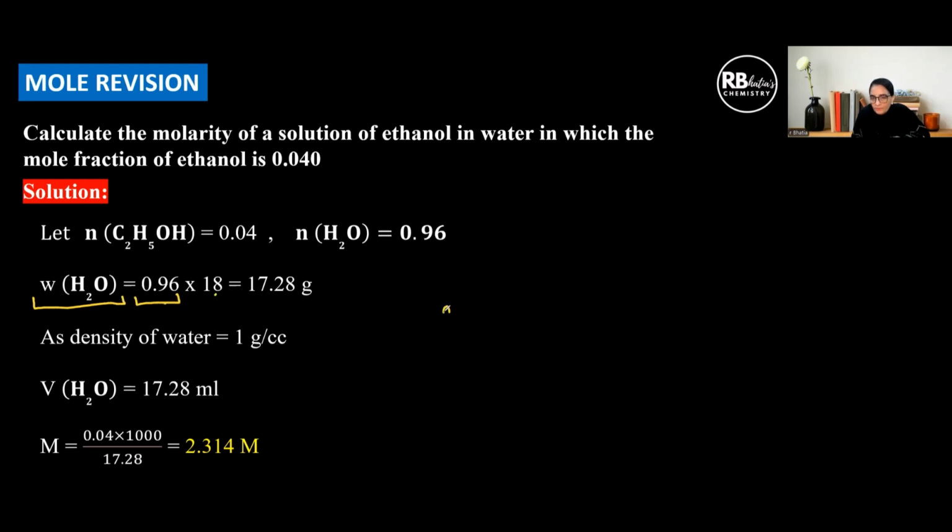the molecular mass, because we've done in one of the previous revision videos, number of moles is given by weight upon gram molecular weight. I want weight. So it's going to be number of moles into gram molecular mass. I get it to be 17.28 gram. Clear? Now, as density of water is approximately 1 gram per cc, that means volume of water will be 17.28 ml. 1 gram water has a volume of 1 cc, so 17.28 gram will have a volume of 17.28 ml.